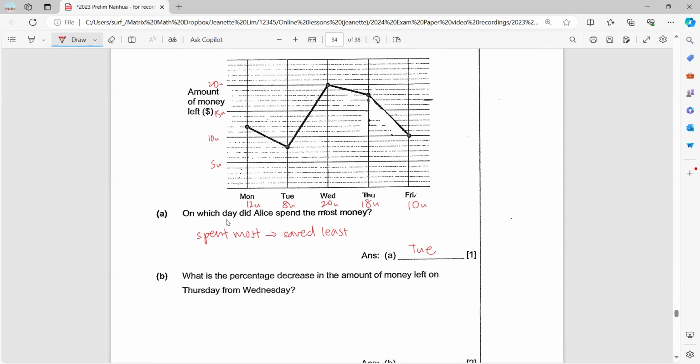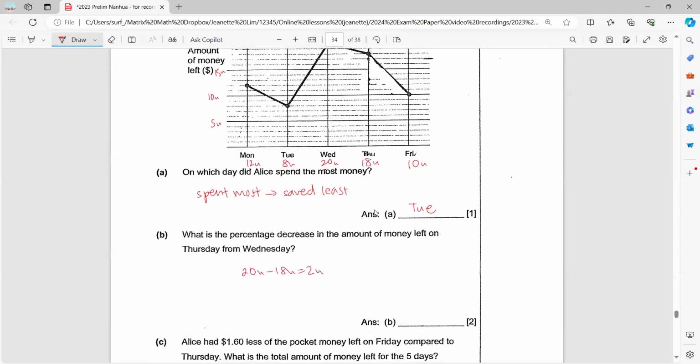So percentage decrease from Wednesday to Thursday. Wednesday to Thursday, there's a drop of 2 units. So percentage decrease is decrease over original. Original is Wednesday. Then times 100%. Okay, so 2 over 20 is 1 over 10. 1 over 10 times 100% gives us 10%. So the percentage decrease is 10% from Wednesday to Thursday.